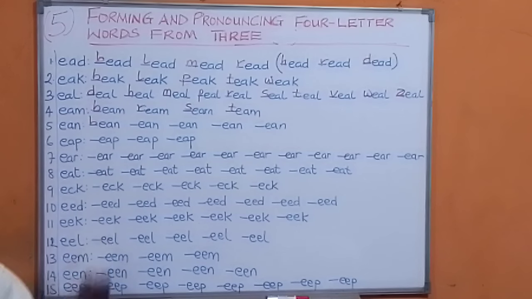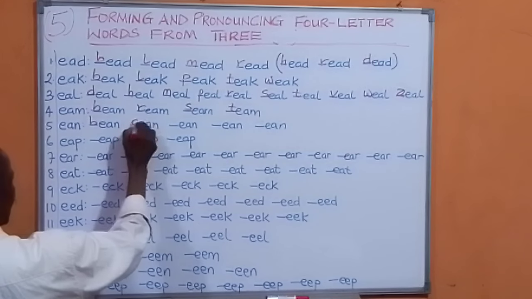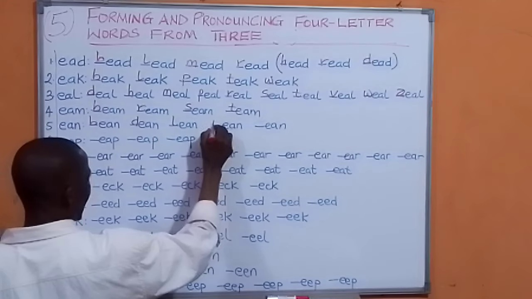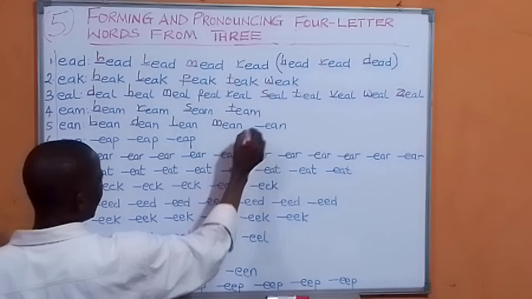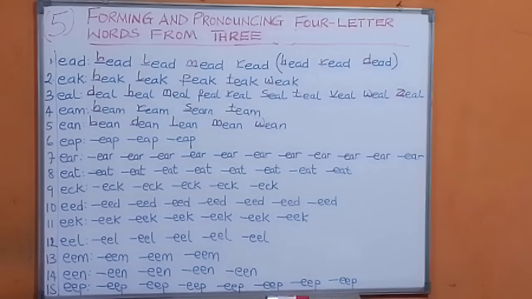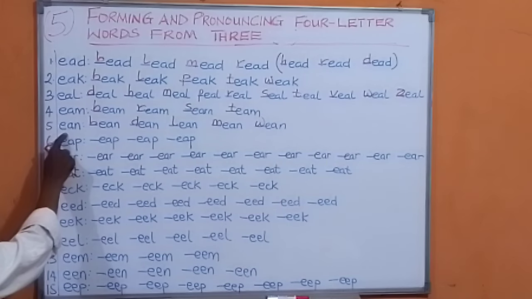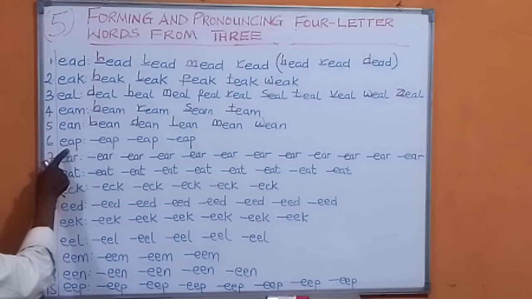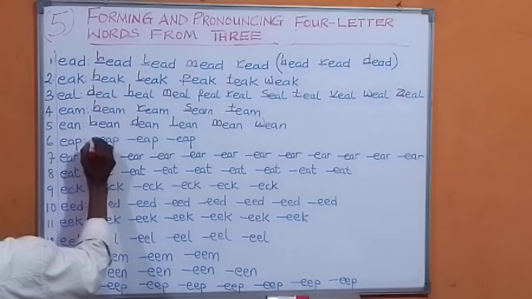Let's put B, it's going to be bean. Let's put D, it's going to be din. Let's put L, it's going to be lean. Let's put M there, it's going to be mean. Let's put W, it's going to be win. Remember, number five is "ean". Let's go to number six.